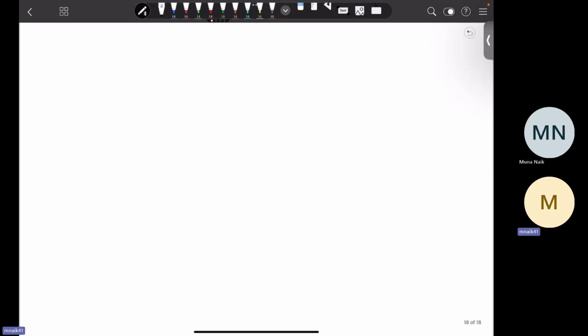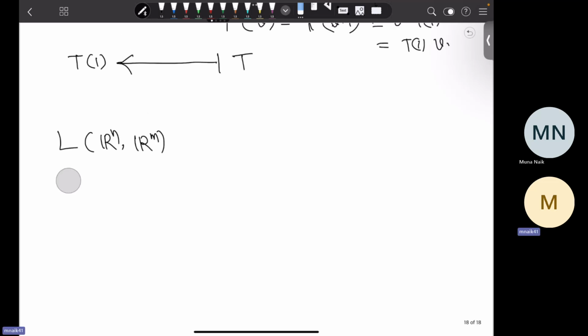Now going back to this, you look at L(Rn, Rm). This is nothing but M(m cross n)(R), the m cross n real matrices. So M(m cross n)(R) can be identified with R^(mn). What I'm saying is L(Rn, Rm) can be identified with M(m cross n)(R), which is nothing but R^(mn).